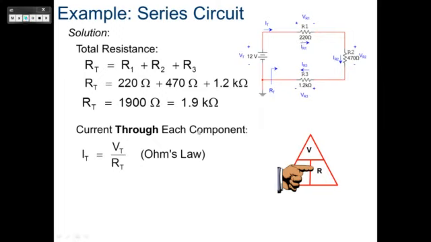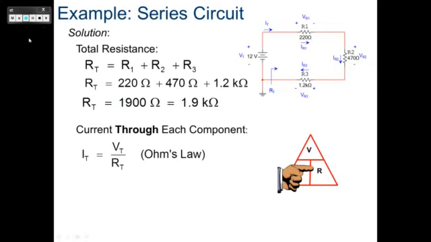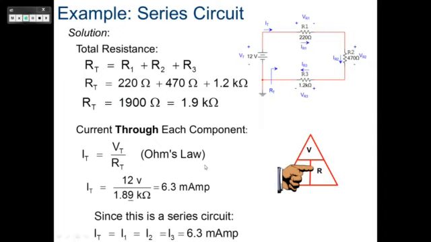If in this case we're looking at the entire circuit, since the current's the same through the entire circuit, those are our T's. So to find the total current in this system, I take my total voltage, which is 12 volts, and I divide it by my total resistance, which was 1.9 kilo ohms, or 1900 ohms, and I get a total of 6.3 milliamps. Since this is a series circuit, I know it's the same in every component.